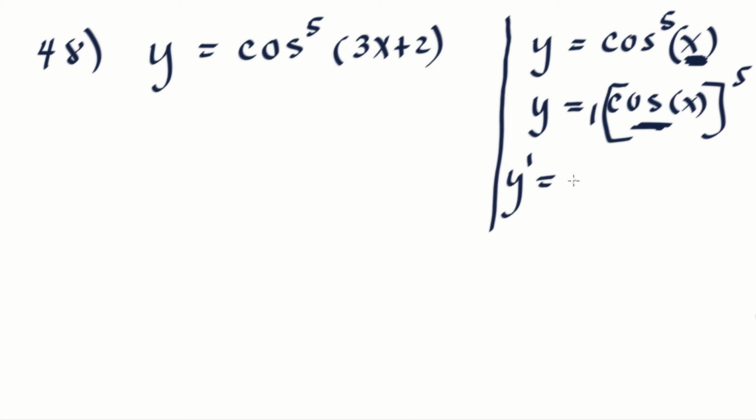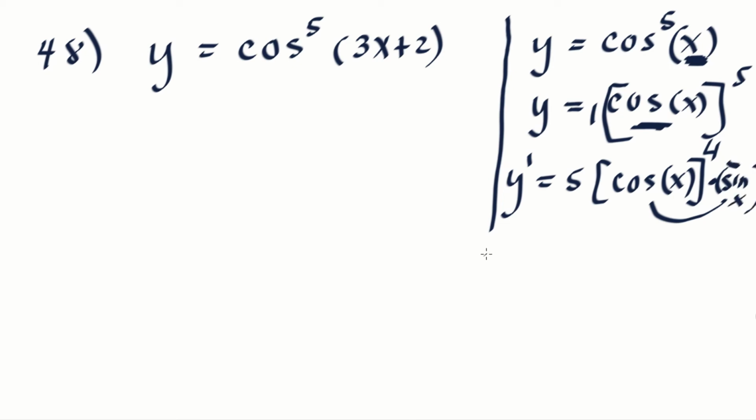Say 5 times 1 is 5. Copy the base cosine x and then raise to the fourth and then make it a chain by multiplying everything by the derivative of that cosine x, which is negative sine x. All right, so that's it. You got negative 5 sine x, and then cosine of x to the fourth is the same as cosine to the fourth of x.